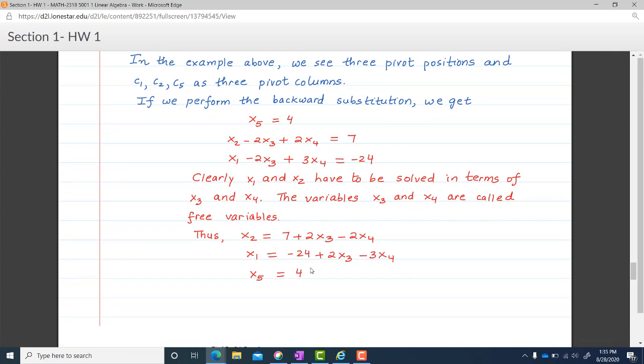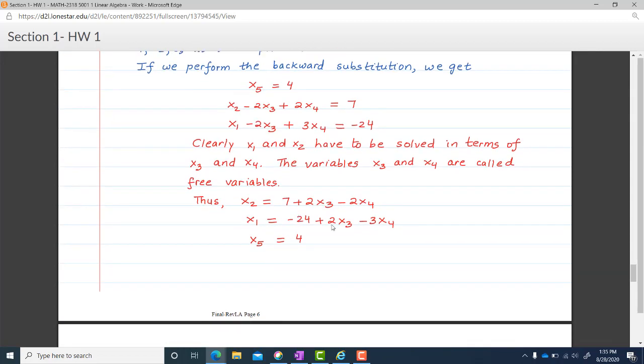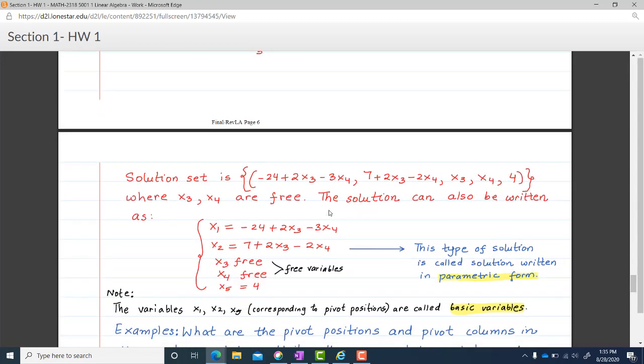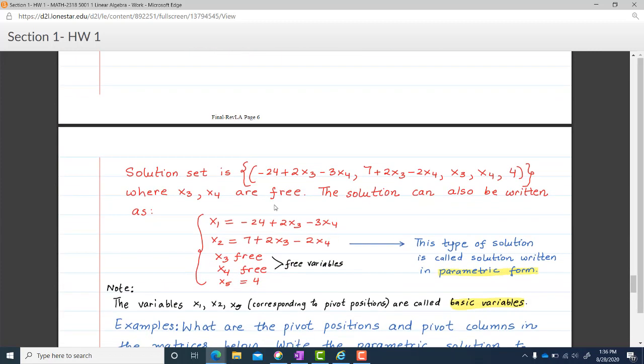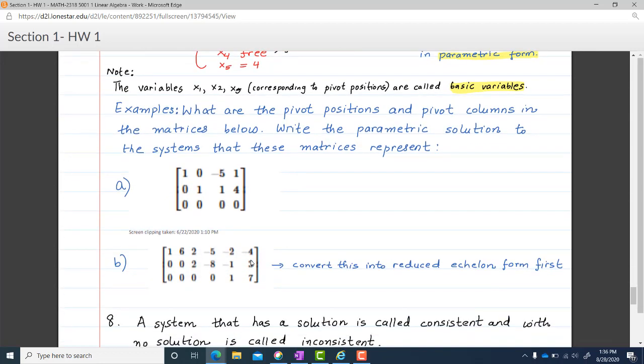Solving x2 and x1 in terms of x3 and x4, I get 7 plus 2x3 minus 2x4 and negative 24 plus 2x3 minus 3x4. So the solution set is, I'll go with this notation because that's how you will be doing it in MyLab: x1 is negative 24 plus 2x3 minus 3x4, similarly x2, then x3 free, x4 free. Free means it can take any real value, and x5 is just the single value 4. This kind of solution is called a solution in parametric form. The x1, x2, x5 corresponding to the pivot positions are called basic variables, and x3 and x4 are free variables.